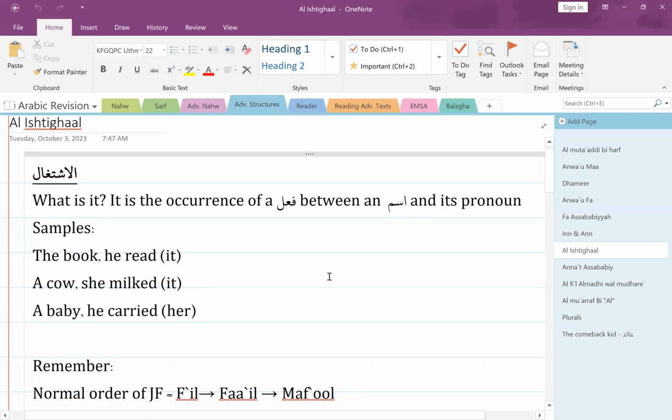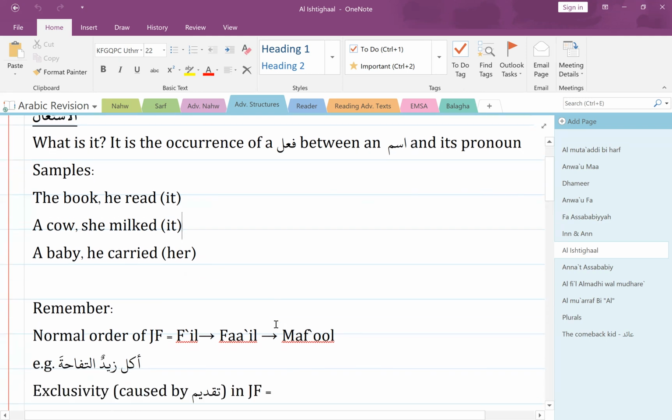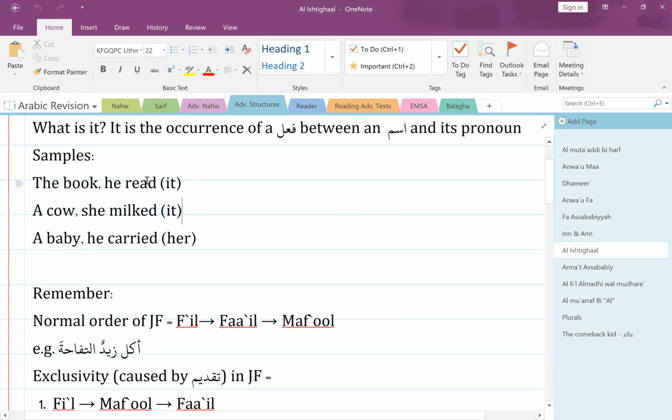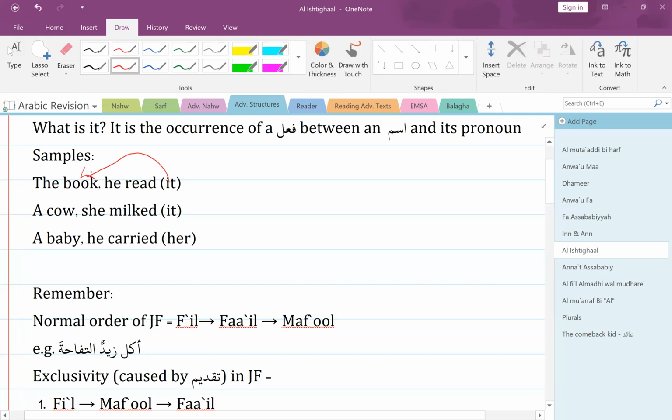So you have an ism at the beginning, then you have a fi'l in the middle, and there's an attached pronoun to this fi'l that goes back to the ism. I know it sounds hard, difficult to understand, but with the examples, you will be able to get it, inshallah. So let's look at some samples in English first before we enter into the Arabic bit of it. For example, if I say the book, al-kitab, the book, he read. Of course, in Arabic, there's that pronoun that goes back to the book. So you see there's a fi'l that comes in between an ism and its pronoun. Okay, so that's the whole idea of al-ishtighaal.